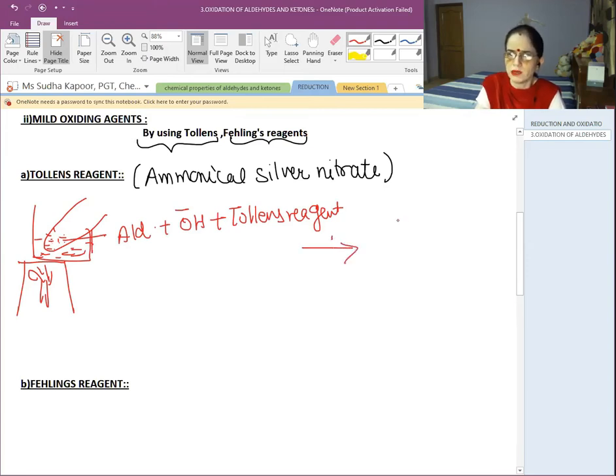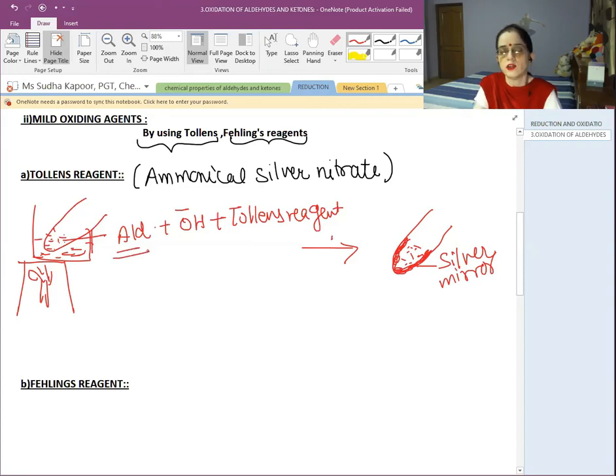After some time we will see that the test tube has a silver appearance inside it. A silver appearance is obtained on the inner walls of the test tube in which the mixture is present. Only if it is an aldehyde is a silver mirror obtained on the inner wall of the test tube. It is only possible when we have taken the aldehyde, not when we have taken the ketone. So an aldehyde reacts with Tollens' reagent, leading to the formation of a silver mirror, but not in the case of ketones.